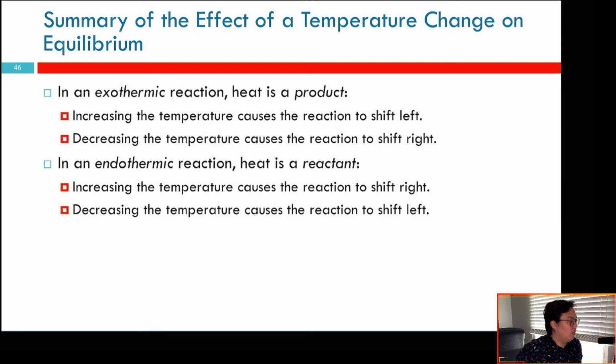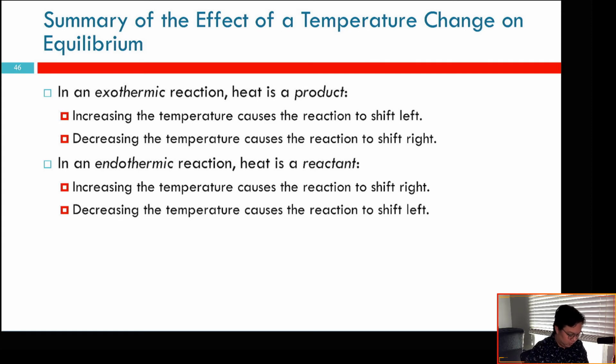So temperature change is one of the simpler ones. You just have to identify whether you have an exothermic reaction with heat as a product. So in an exothermic reaction, if we increase the temperature, we cause the reaction to shift to the left because we're increasing one of the products. If we decrease the temperature, we cause the reaction to shift to the right because we are removing one of the products. And for an endothermic reaction, we have heat as a reactant. So if we remove heat, we shift the reaction to the left. If we increase the heat, we shift it to the right.